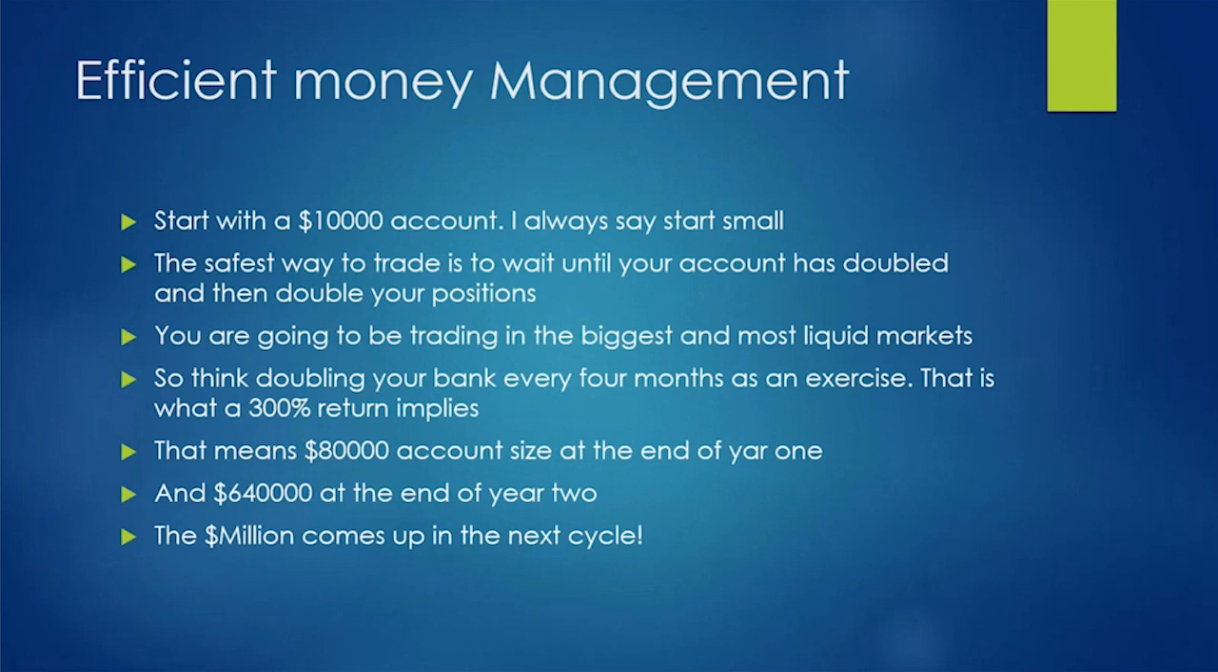Go to the second year. 80,000 becomes 160,000. The next rollover takes it to 320,000. The next rollover takes it to 640,000, effectively at the end of 24 months. The $1 million comes up the next cycle. That's real. That's close to attainable.